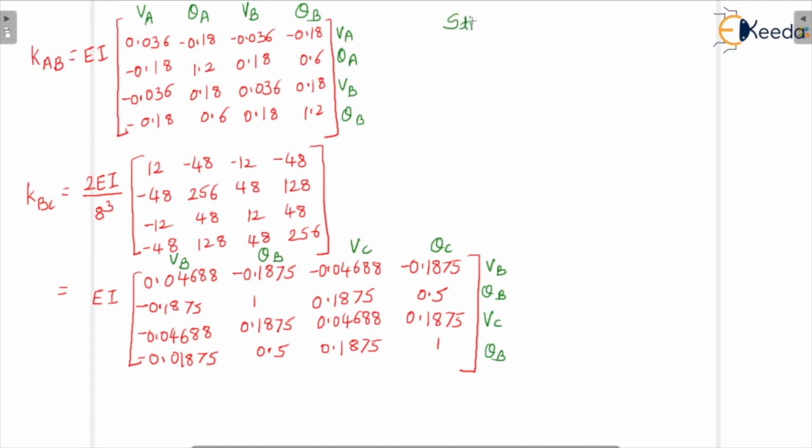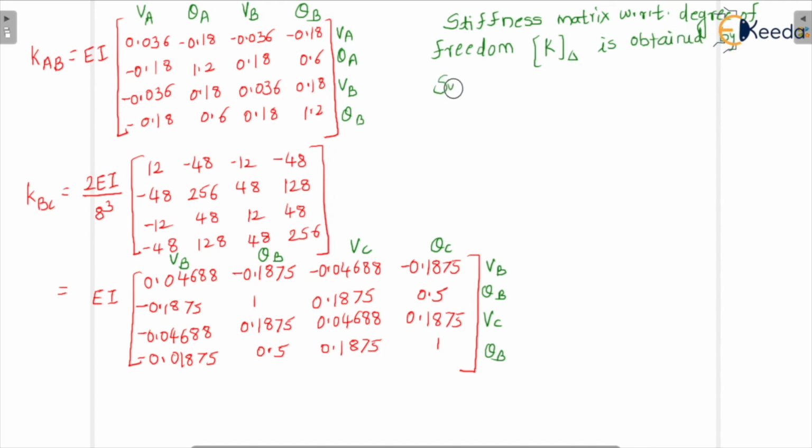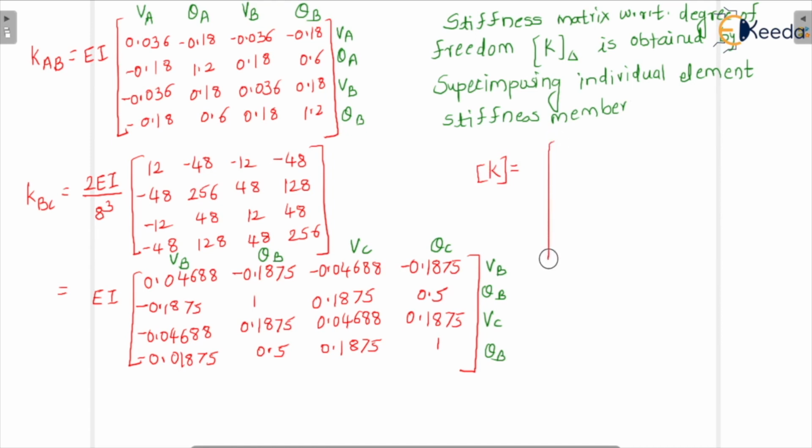So the stiffness matrix with respect to degree of freedom means it is K of delta. Okay, it is obtained by superimposing individual element stiffness matrices. So in this case we can write K as, we need to write the values for theta A, theta B, theta C. Okay, theta A, theta B, theta C.